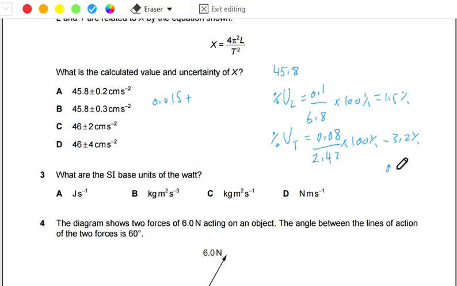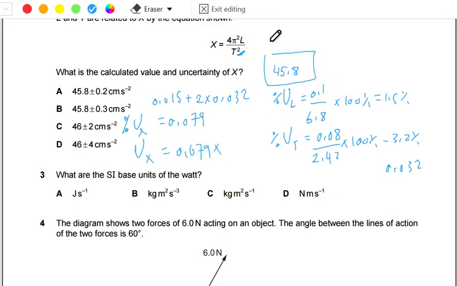0.032 plus 0.032, or 2 times 0.032. This gives us the percent uncertainty of x. We want here the absolute uncertainty in x, so we will multiply this ratio by the value of x. It gives us 3.62.